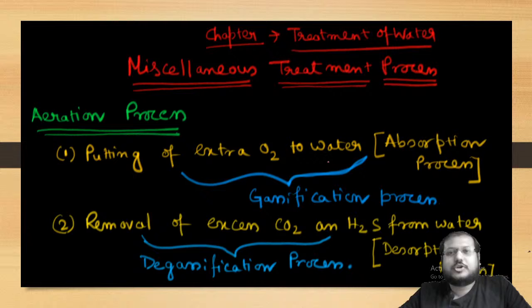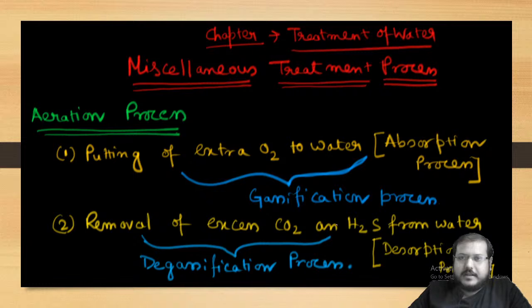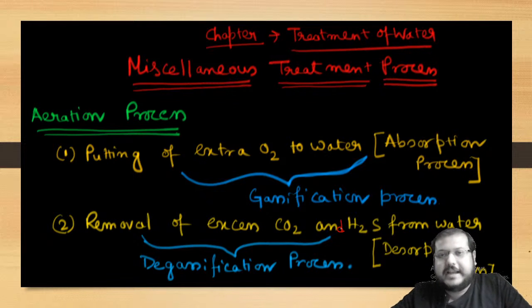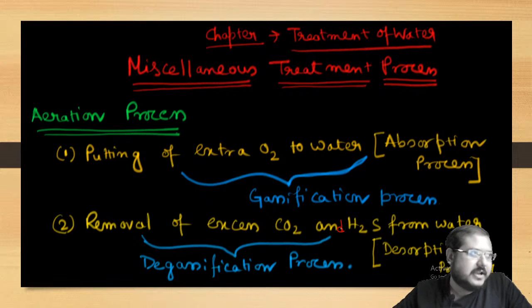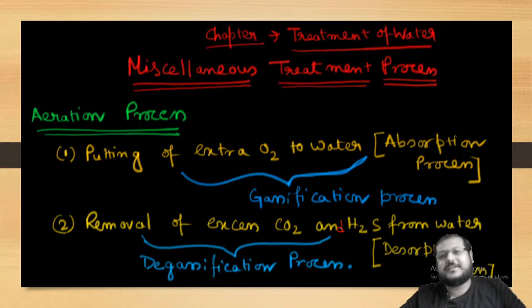Two things will occur during the aeration process. Putting extra oxygen into water is called gasification process. It is also an absorption process. And removal of excess carbon dioxide and H2S from water is the desorption process or degasification. Removal of gas, that's why degasification process.